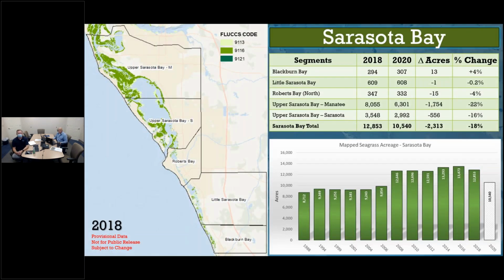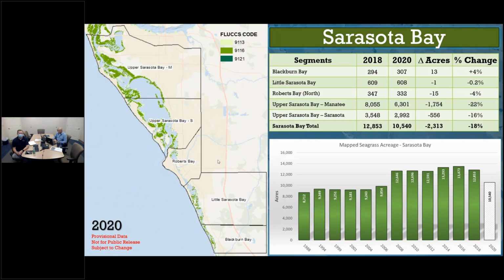All right, so let's move on to Sarasota Bay. Similar story in terms of the loss of seagrass. These maps are going to look very, very familiar to you, hopefully by now. We start with the 2018, we'll scroll into the 2020, and then we'll look at the change. So this is what the bay looked like in 2018.